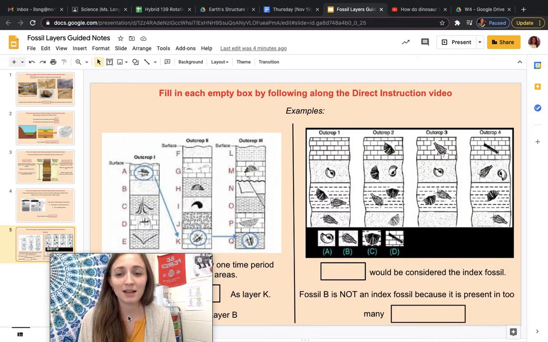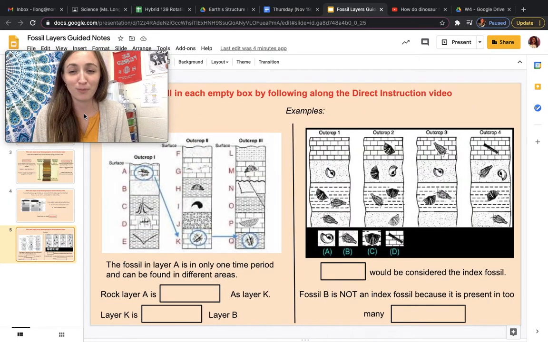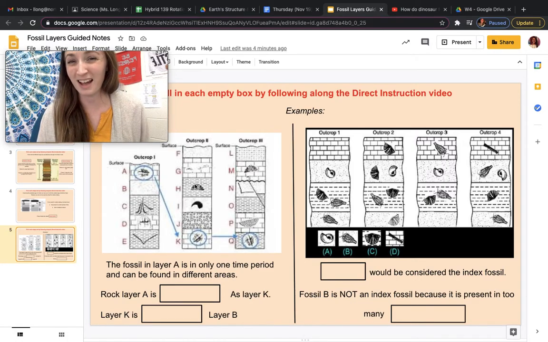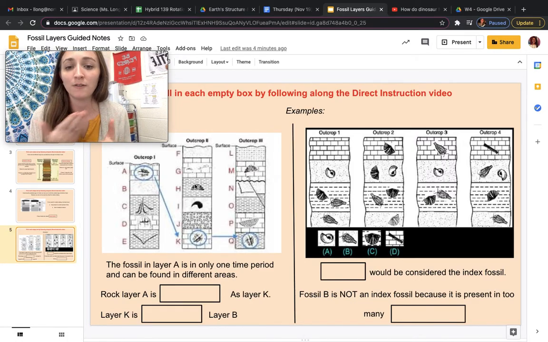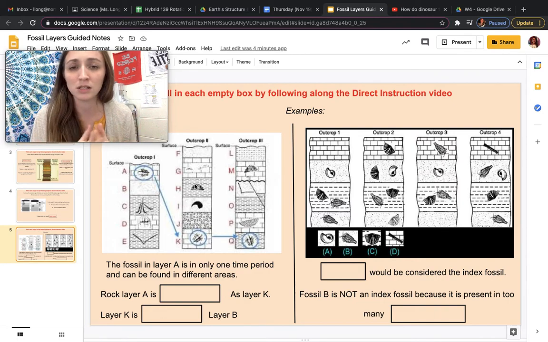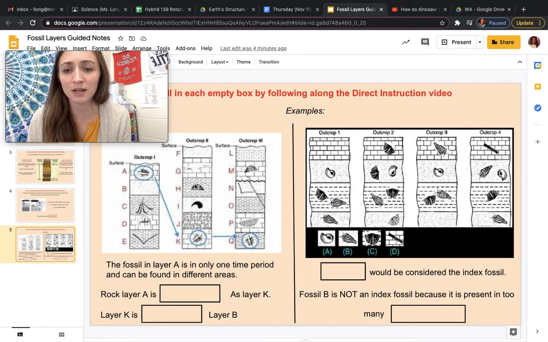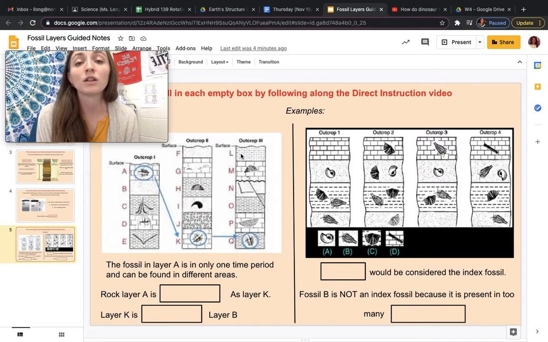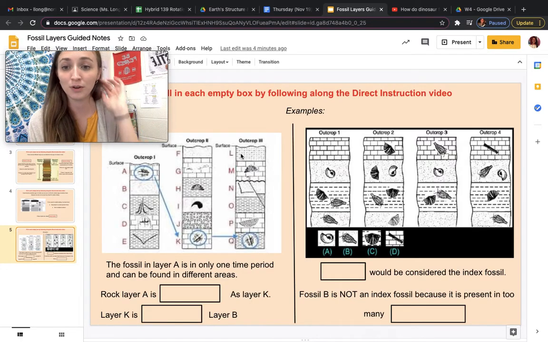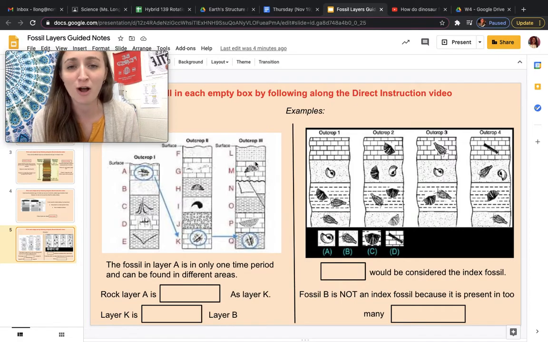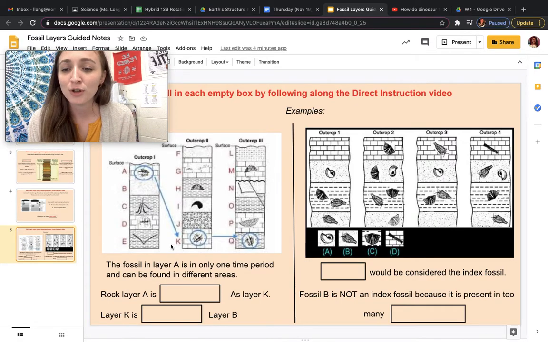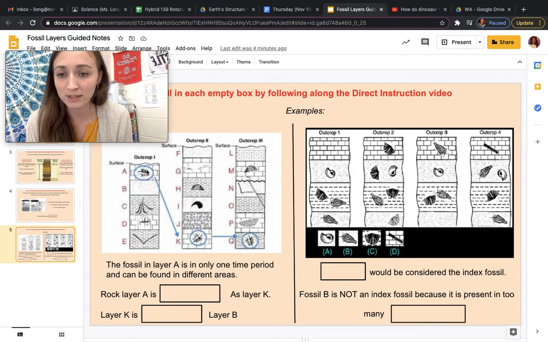So this last slide, we're just going to do a little bit of practice with that, because I know that can be kind of tricky, but once you do it yourself, you're going to say, oh, this is so easy. So let's look at this first example here. We've got three different outcrops or three different locations that we dug into the earth. We can say Como, Sardis, Crenshaw. Pretty easy. So the fossil in layer A is in only one time period. So here we have one section.